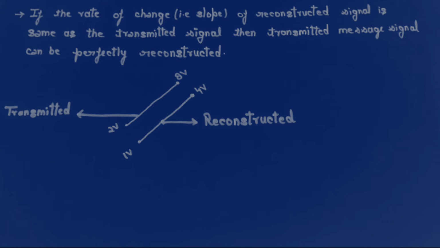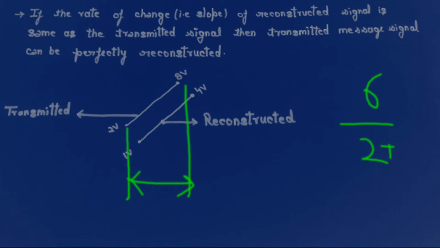Let's suppose this is our transmit signal and this is our reconstructed signal. If we want to find the slope of these two signals, for the transmit signal, it is change of voltage per unit time. So the magnitude changes from 2 volt to 8 volt. So the amplitude changes by 6 volt, and let's suppose the time taken by this signal is 2t. So the slope of the transmit signal is 6 by 2t.